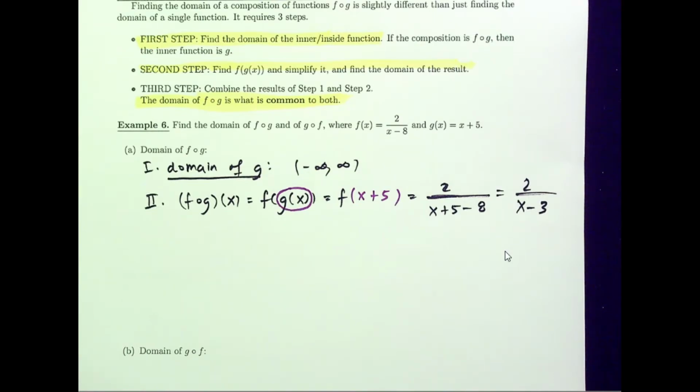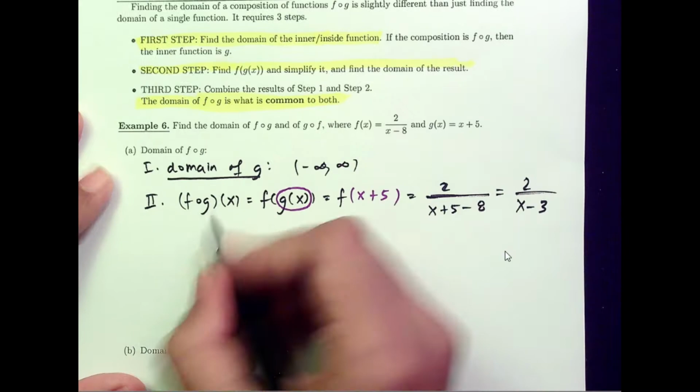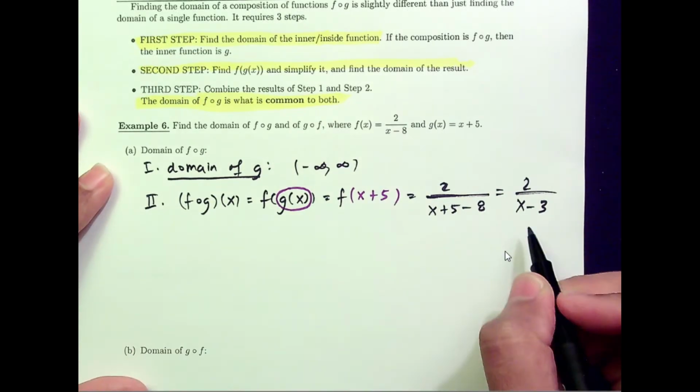So we have 2 over x minus 3 as the composition. Now we are supposed to find the domain of this. So we go through the bullet points. First bullet point: if there are fractions, the denominators cannot be 0. That means we need to discard all the numbers that make the bottom 0.